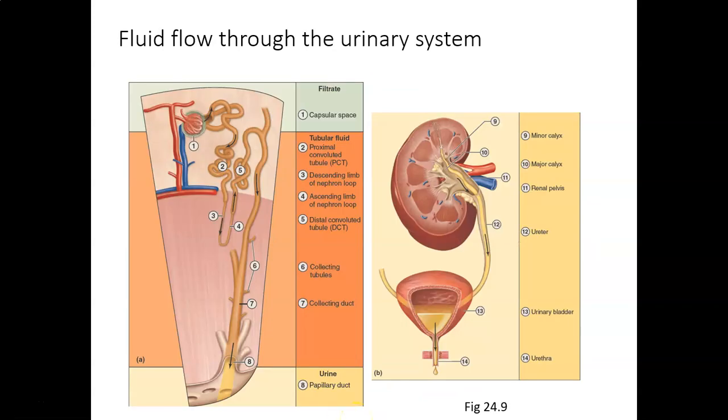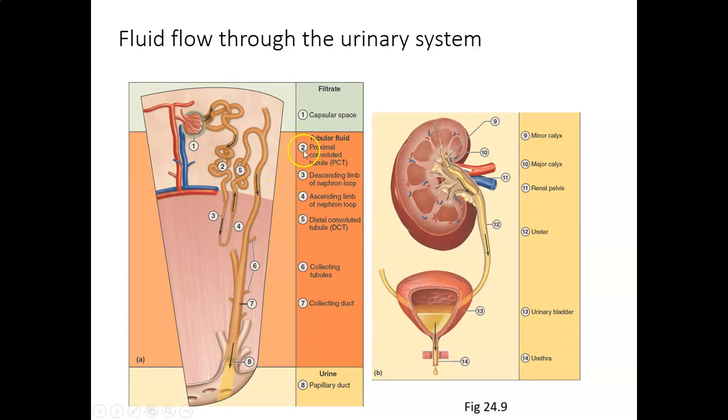Okay, so that's the blood flow. And then in terms of the fluid flow, you have initially the filtrate, which was generated, just directly filtered out of blood plasma. It results in them being in the capsular space. Then they get into the tubules, different segments, different portions of the tubule. They are called tubular fluid.